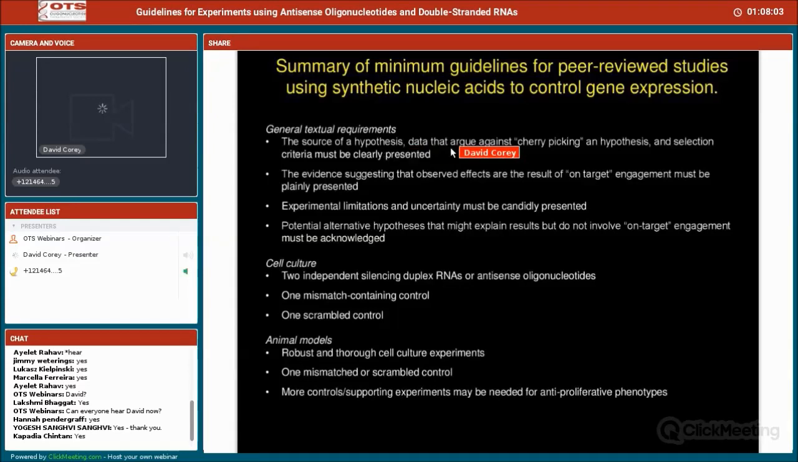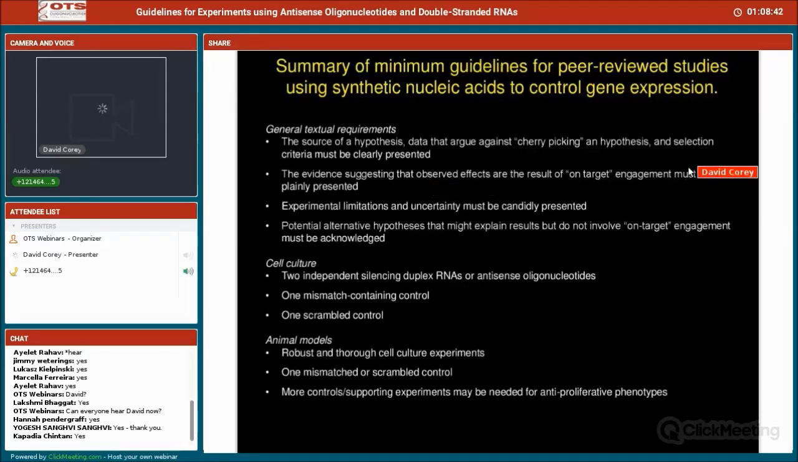The source of a hypothesis should be clear. Data that argue against cherry-picking a hypothesis, and how the hypothesis was selected, should be clearly presented. So too often, papers will just start with, we decided to focus on microRNA X, or we decided to focus on long non-coding RNA Y. But the reasons why they started there, and why that long non-coding RNA or that microRNA ended up seven figures later being so exciting, are often unclear. The source of the hypothesis has to be defined.